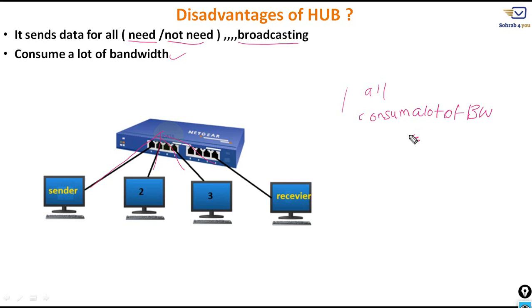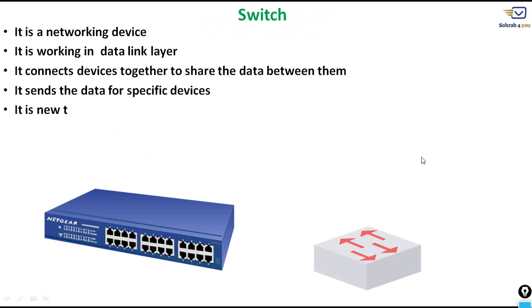So simple, guys. This is the disadvantage of HAP. So let's move to the next. What do we have? The next we are going to talk about is the device called switch.